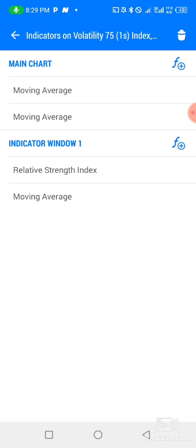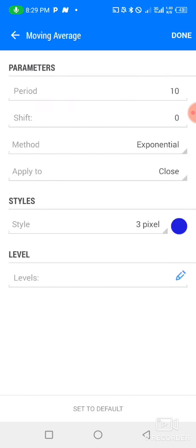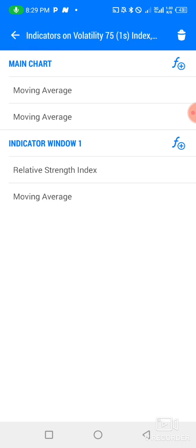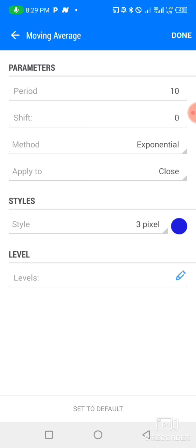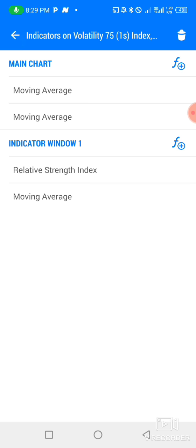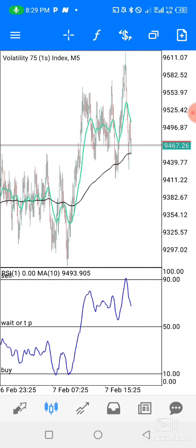Also, in the indicator window one, there is a moving average 10 there. These are the settings. You add it also. If you want to add it, when this window one is created, you click on the plus on that window one, then you add it. Okay, the setting should be this. Screenshot it. So it's very simple to do this.